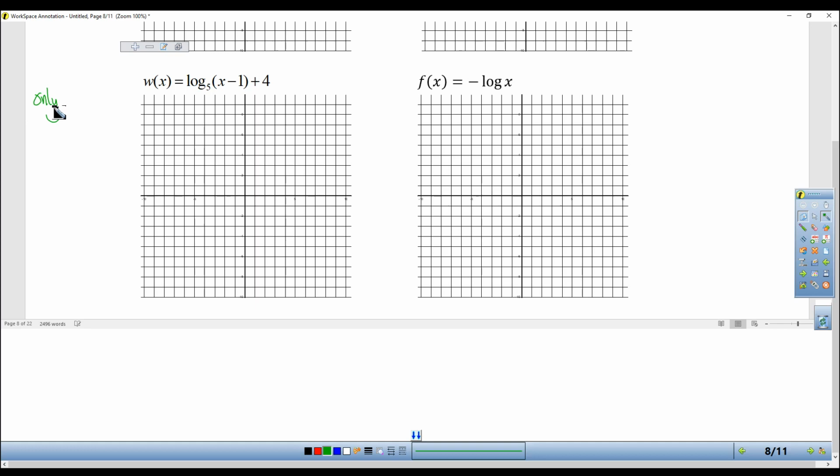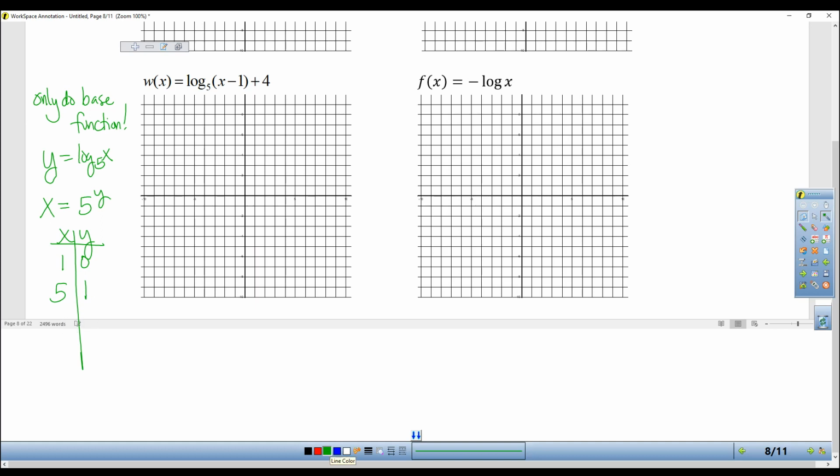Again, only do the base function. So this is y is equal to log base 5 of x. Don't worry about the -1 and the +4 until afterwards. So I'm going to switch it to exponential form. So x is equal to 5 to the y. The base is still a 5 in both cases, but now y and x have been reversed. You have to plug in numbers for y. So y, anything to the 0 power is 1. If y is 1, 5 to the 1 is 5. I could do 2 and 25, but I'm not going to be able to graph that.